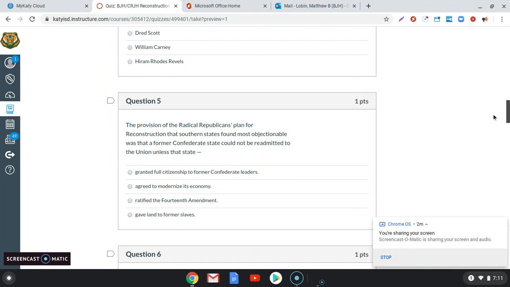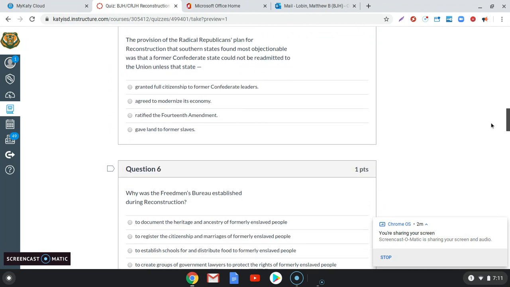Question 5. The provision of the radical Republicans' plan for Reconstruction that Southern states found most objectionable was that a former Confederate state could not be readmitted to the Union unless that state granted full citizenship to former Confederate leaders, agreed to modernize its economy, ratified the 14th Amendment, gave land to former slaves.